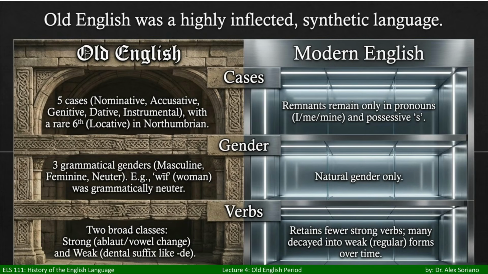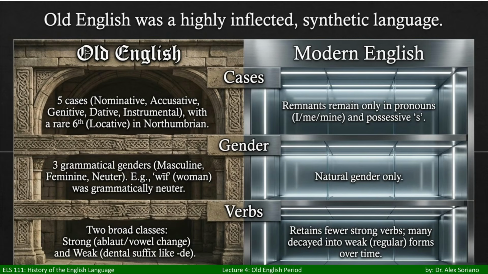And here's a genuinely surprising example. The word wif, meaning woman, was grammatically neuter. Grammatical gender doesn't need to match biological sex. Modern English kept only natural gender based on actual sex or its absence.